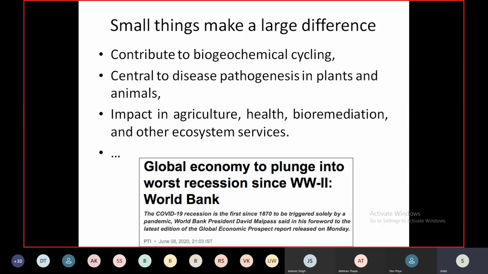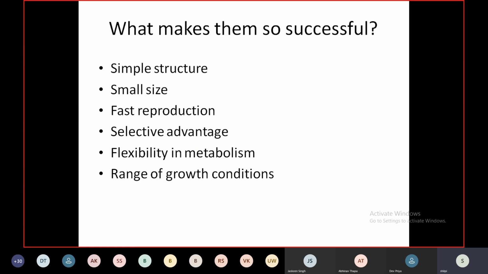Now the question is, of course you know about this impact that a virus has had on the global economy. The question is, what makes them so successful? There are several reasons contributing to the immense potential. Their simpler structure, small size, fast reproduction all contribute to their adaptability to harsher conditions. They even have the ability to evade certain stresses by temporarily incorporating newer genetic material and later getting rid of it when normal situation prevails. We will be studying about it when we talk of plasmids in one of the classes.